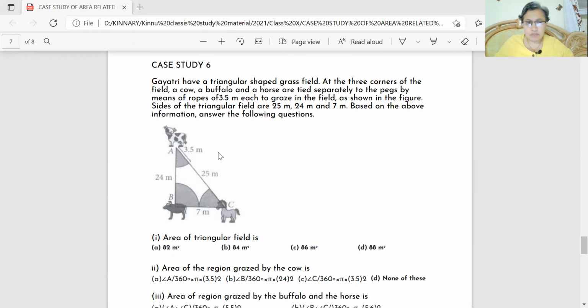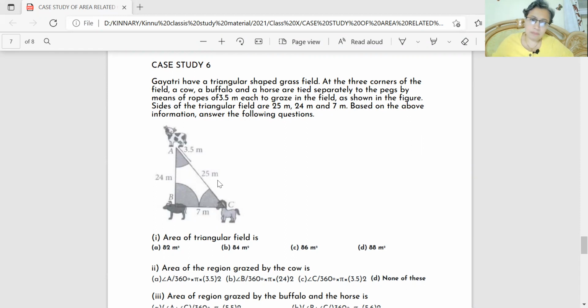Okay, so 3.5 will be what? This 3.5 will be the radius for each sector. Okay, this is the radius, and now as shown in the figure, the sides of the triangular field are 25 meter, 24 meter and 7 meter respectively. Okay, based on the above information, answer the following questions.